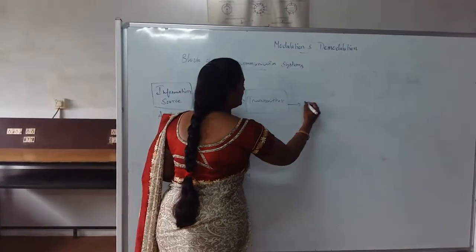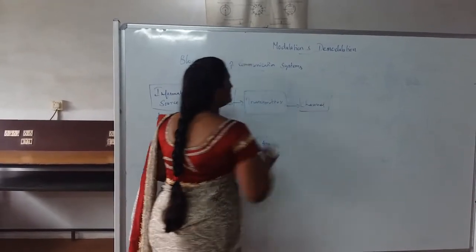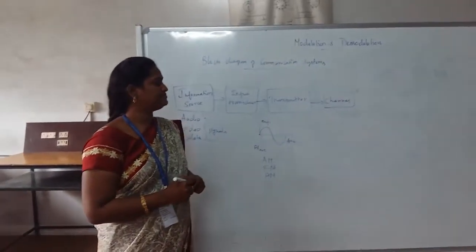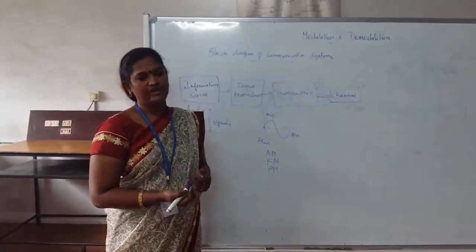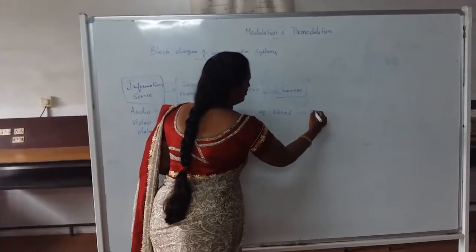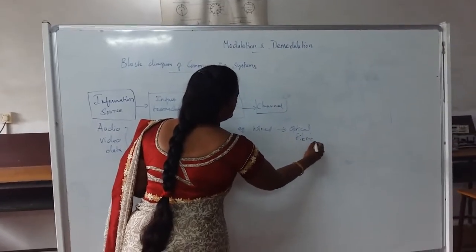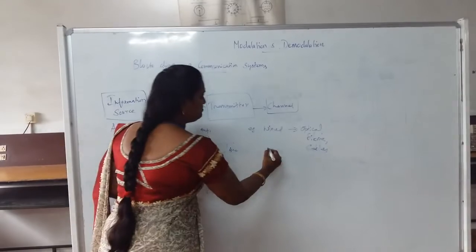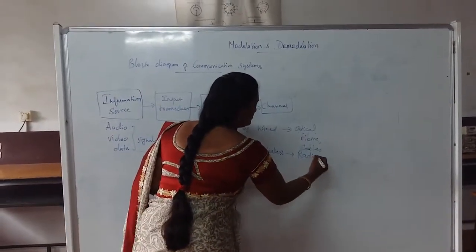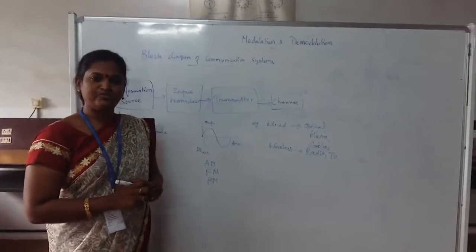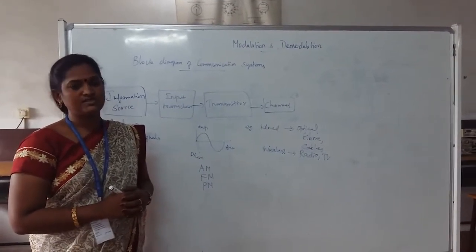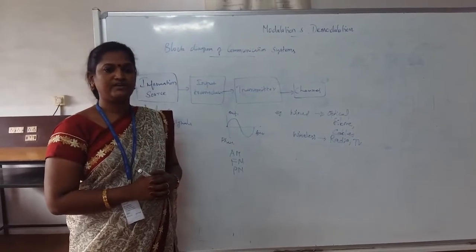The next stage is the channel. Channel is the medium through which the signals are transmitted between the transmitter and receiver. The channel may be wired or wireless. Examples for wired medium are optical fiber, cables. Examples for wireless medium are radio, TV. If wireless medium is preferred, then an antenna should be placed in the transmitter and the receiver to transmit the signals in the form of EM waves, electromagnetic waves.